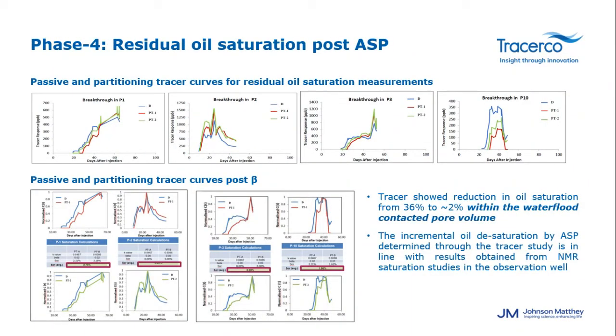After the use of the ASP flood, the residual oil saturation was calculated by repeating the same application of passive and partitioning tracers. Tracers showed the reduction in oil saturation from 36% to approximately 2% within the waterflood contacted pore volume. This incremental oil desaturation by ASP determined through the tracer study is in line with the results obtained from an NMR saturation study in the observation wells involved with the project.